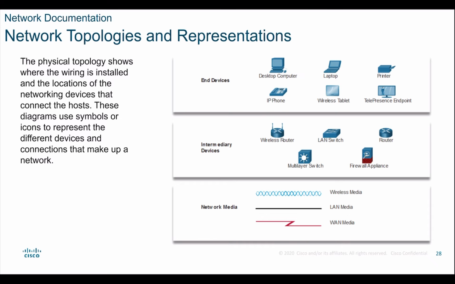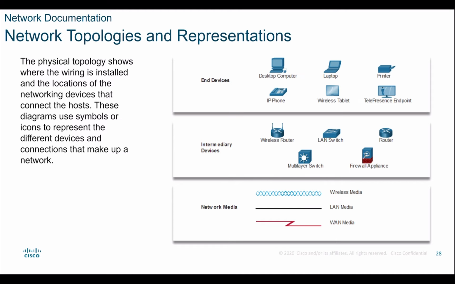Network topologies. This is something that can be a little bit confusing, but there are two different types of topologies. There is a logical topology and a physical topology. A physical topology is going to show where wiring is installed and the locations of networking devices that connect the host. These diagrams use symbols or icons to represent the different devices and connections that make up a network, okay?